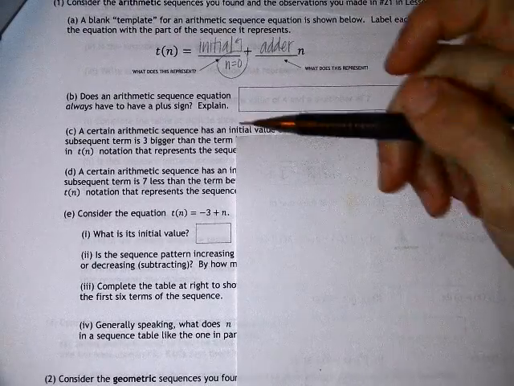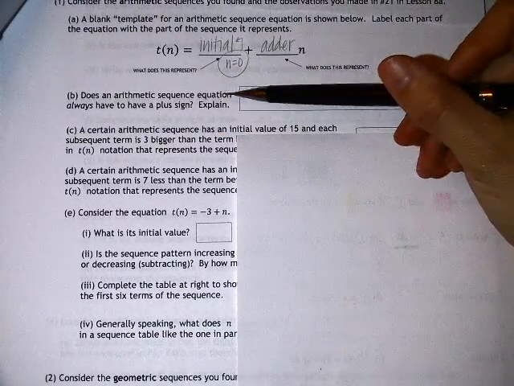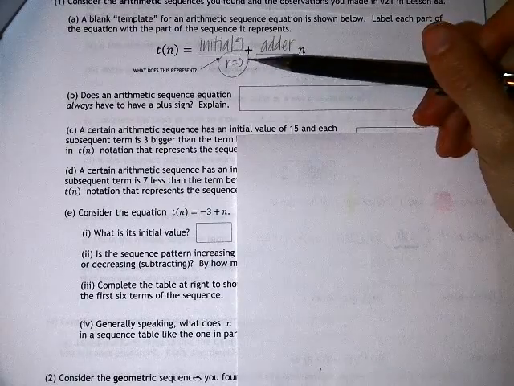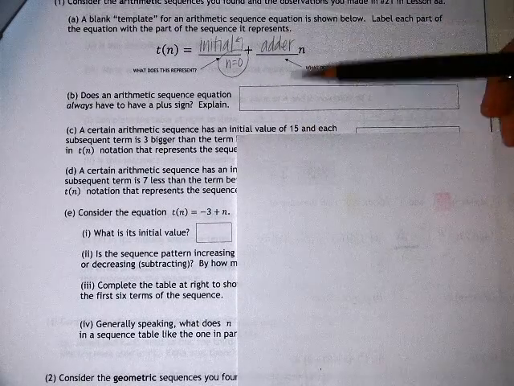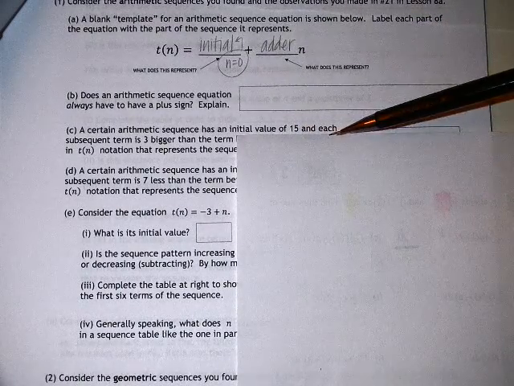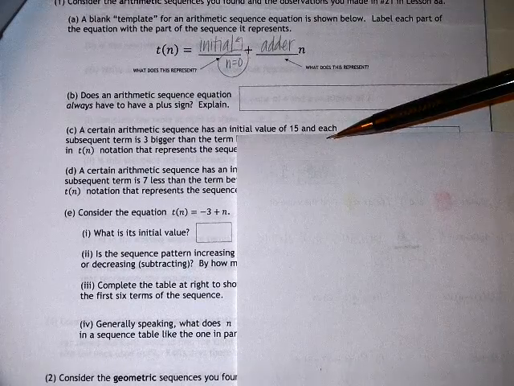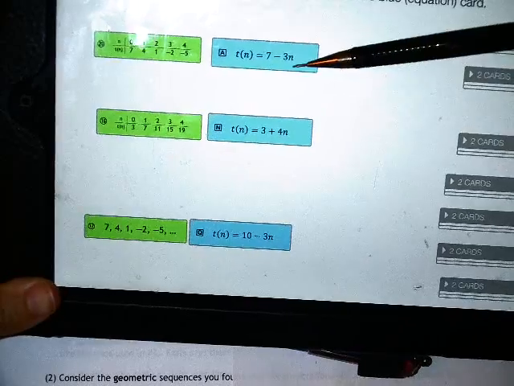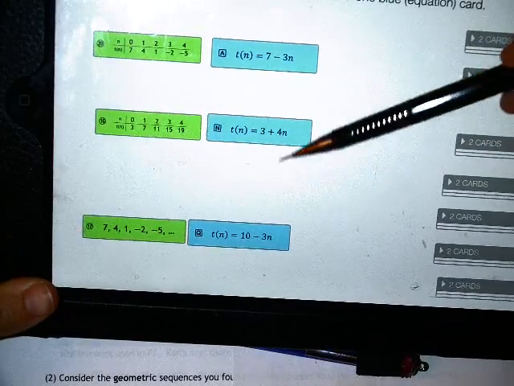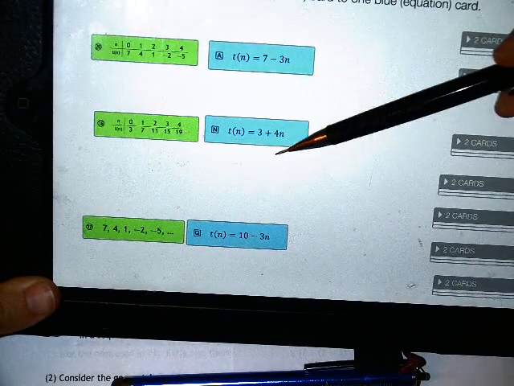Hopefully you figured out that in question letter B, an equation could have a minus sign if the adder was a negative number. If I was subtracting something, then the adder could very well be negative, and that makes perfect sense. In fact, if you go back to the Desmos and just think about it, there were a couple of equations, blue cards, where there was a minus sign instead of a plus.